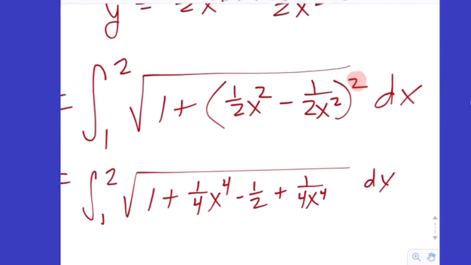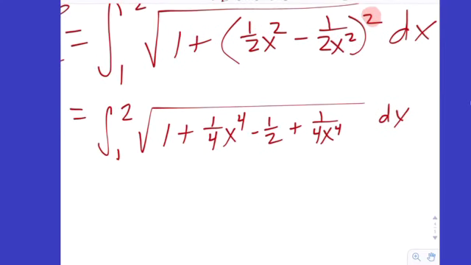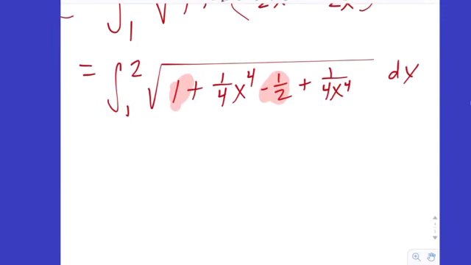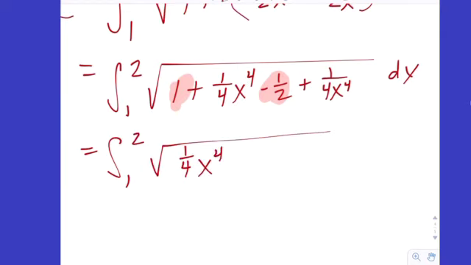dx. Okay, sweet. Hey, I spy like terms. Do you? I can do something else now. I don't even know what this is going to do, but I can do something else. So 1/4 x to the fourth, 1 minus a half is positive 1/2, and then plus 1 over 4 x to the fourth, dx.